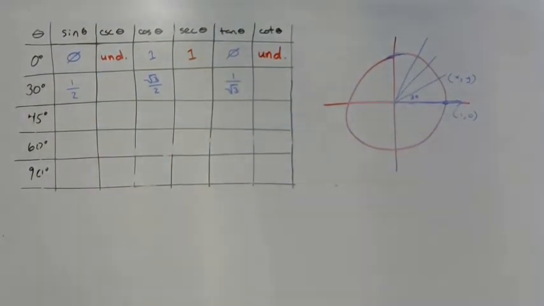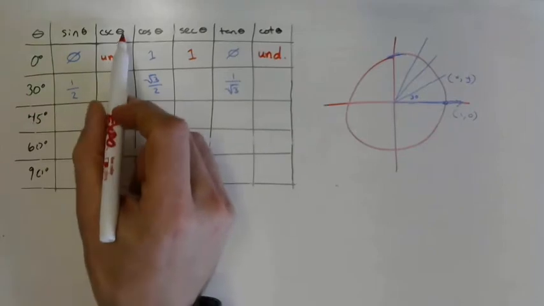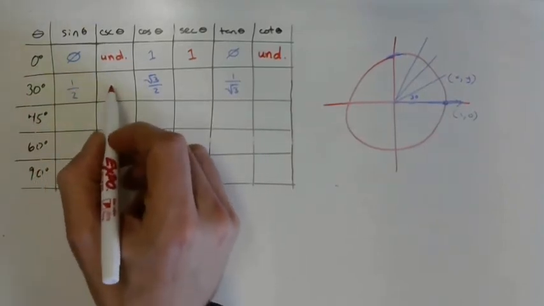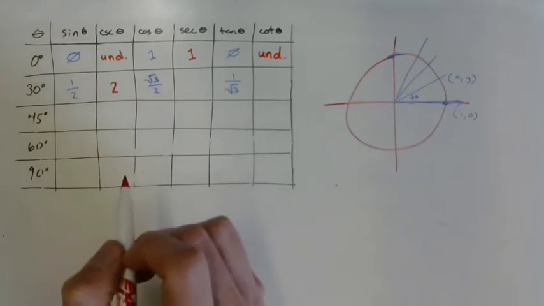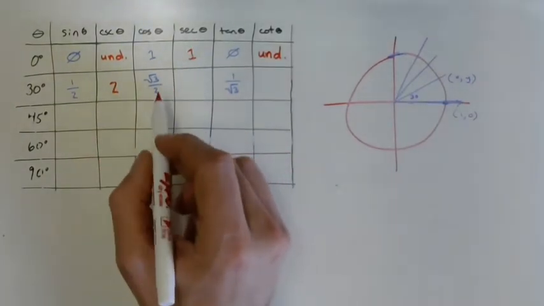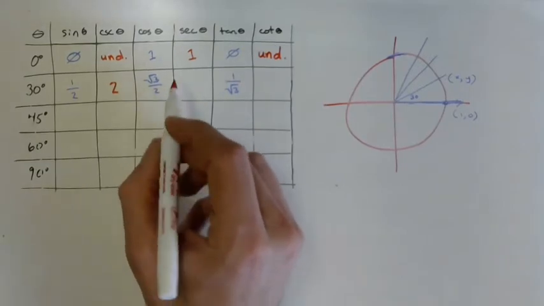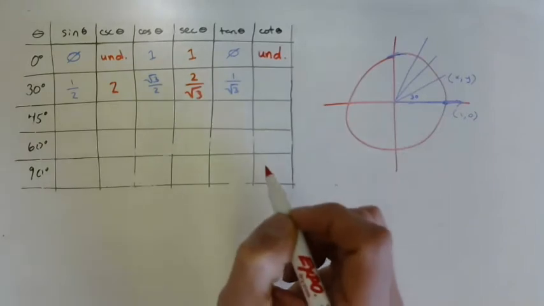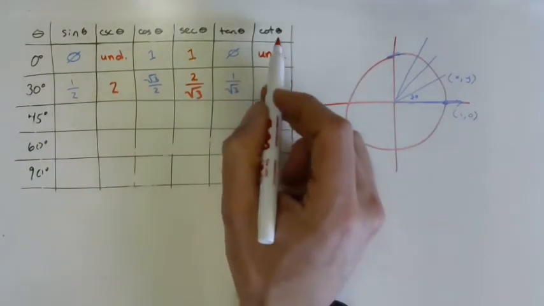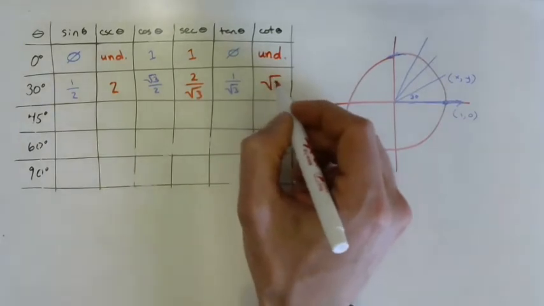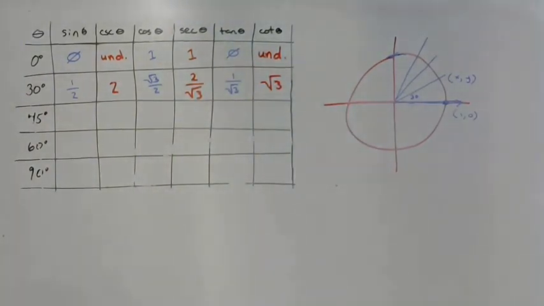So now we can do our secondary trig ratios. The cosecant is the reciprocal of the sine. Sine is 1/2, so the reciprocal of that is 2. Secant, the reciprocal of cosine, is 2 over radical 3. Cotangent is the reciprocal of tangent. 1 over radical 3 becomes radical 3 over 1. It's just radical 3.